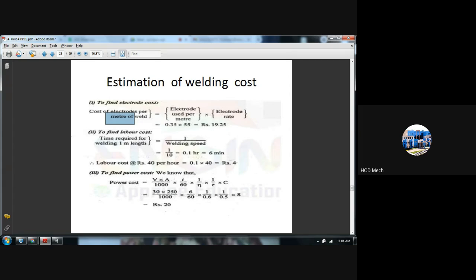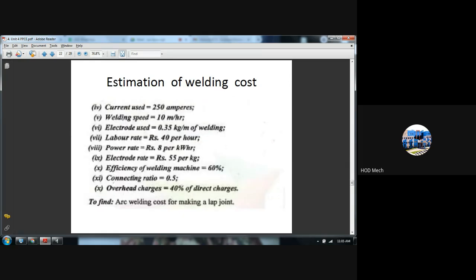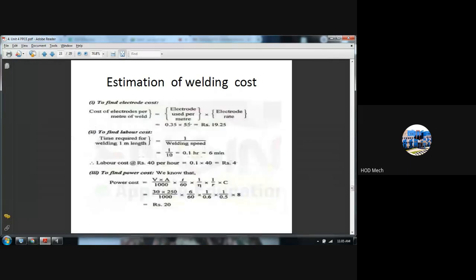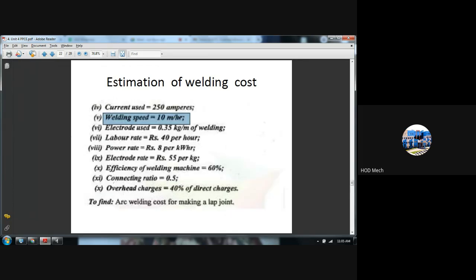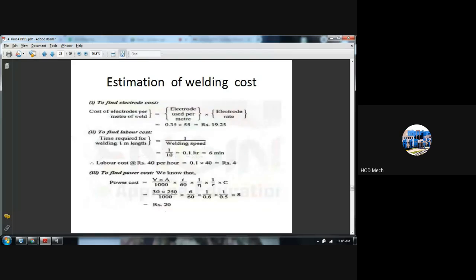So time required for welding 1 meter length is equal to 1 divided by welding speed. So what is your welding speed? 10 meter per hour. 1 divided by 10 is equal to 0.1 hour. So it will be in hours, right? Because here it is 10 meter per hour. So 0.1 hour.